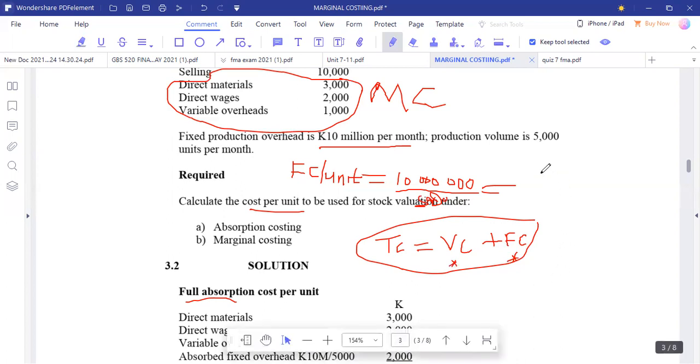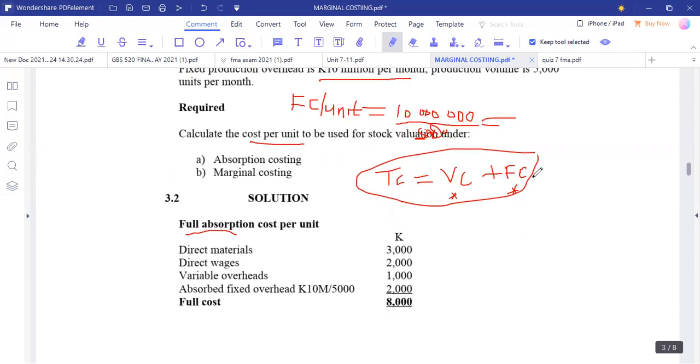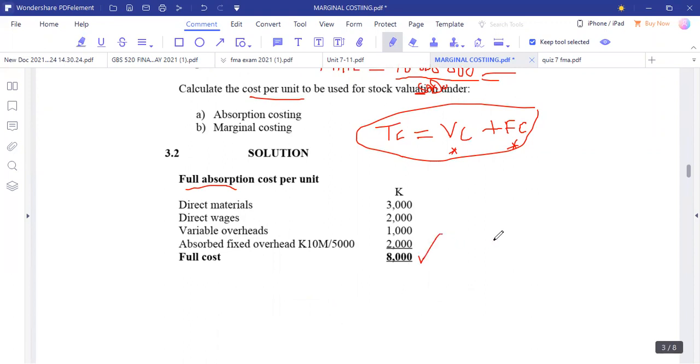So now here we can divide, meaning that our fixed cost per unit is, we are going to say the fixed overhead is 10 million per month for a production volume of 5,000 units per month. So we can divide here and get the fixed cost per unit, because the 10 million kwacha was for the production volume or units of 5,000 units. So we can find the fixed cost per unit of a product, which is actually 2,000. So the full product cost here is 8,000.